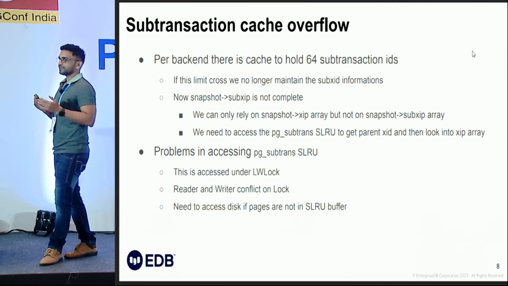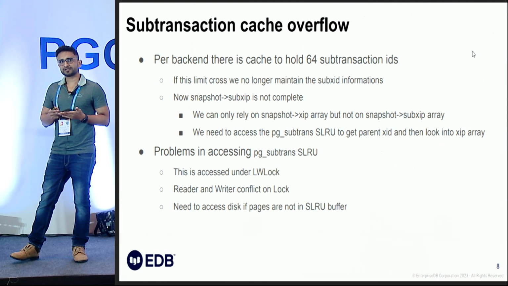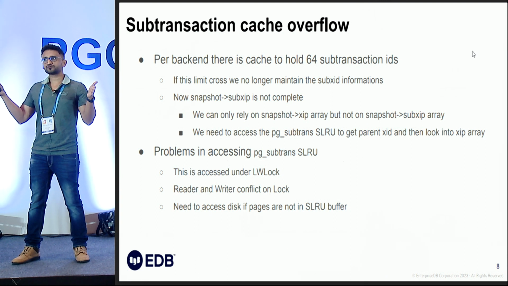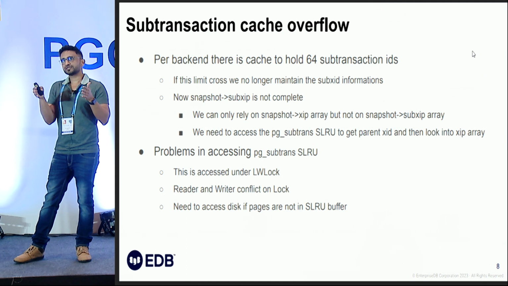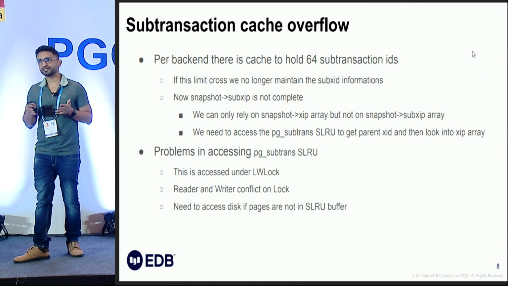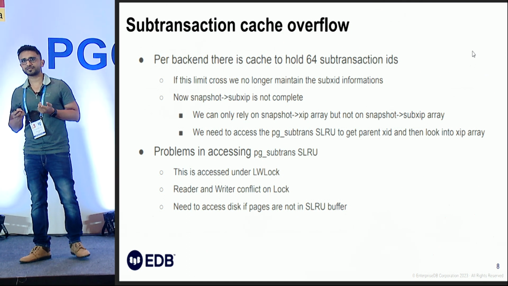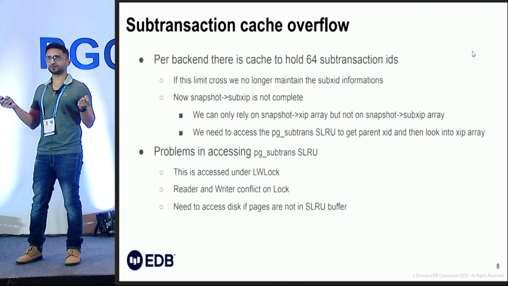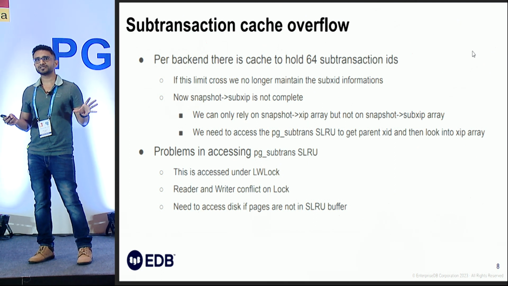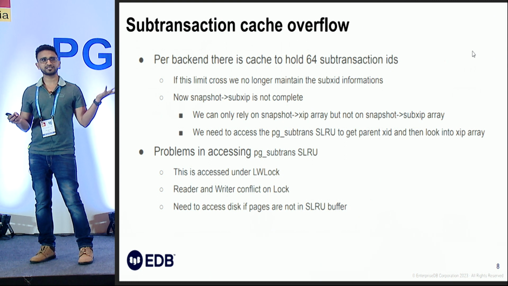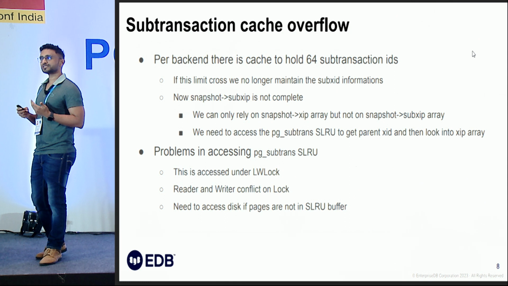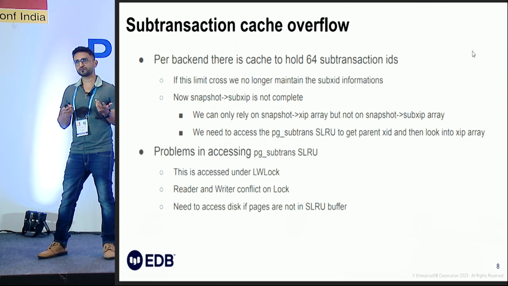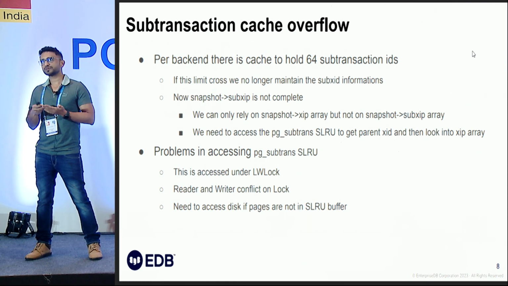So when you do the visibility check, and an XID falls in the range between xmin and xmax, we need to consult the snapshot XID array. But we know that the subtransaction XID array is not complete, and looking at the XID in the pages, you cannot distinguish whether it is a subtransaction ID or a top transaction ID. Generally, in normal cases, when the snapshot is not marked overflowed, we can directly look into the XID array.